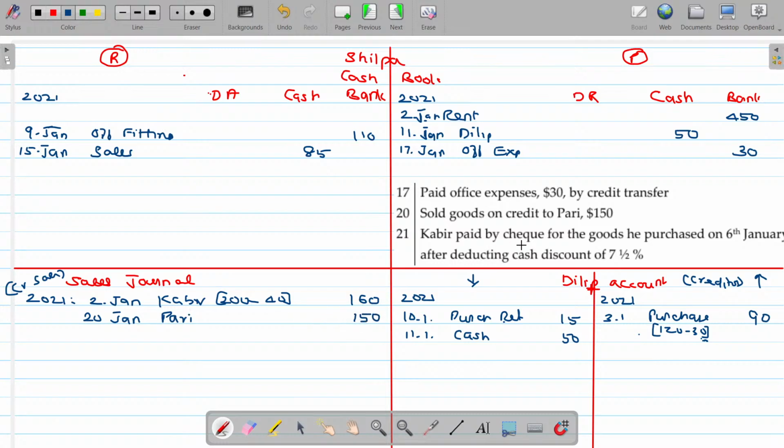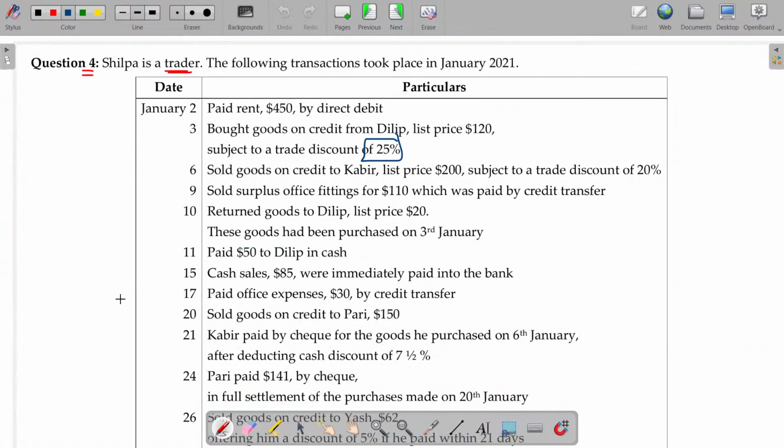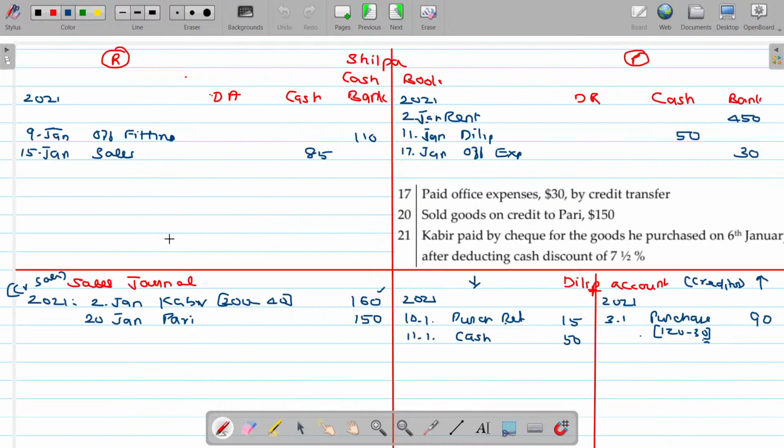21st, Kabir paid by check for goods he purchased on 6th January, after deducting a cash discount of 7.5%. Kabir, 160. Actually, Kabir purchased on 2nd January. Now we have to consider 6th January. Yeah, this date is 6th only.